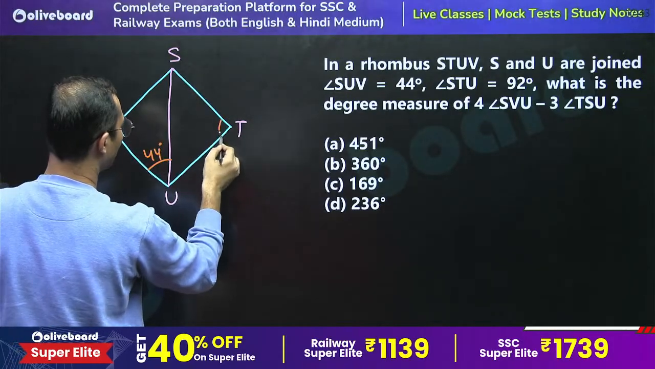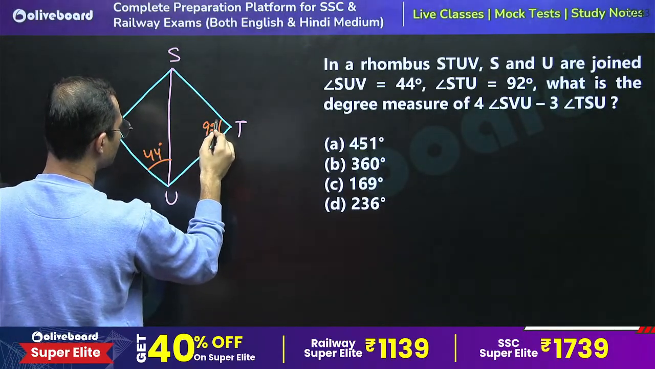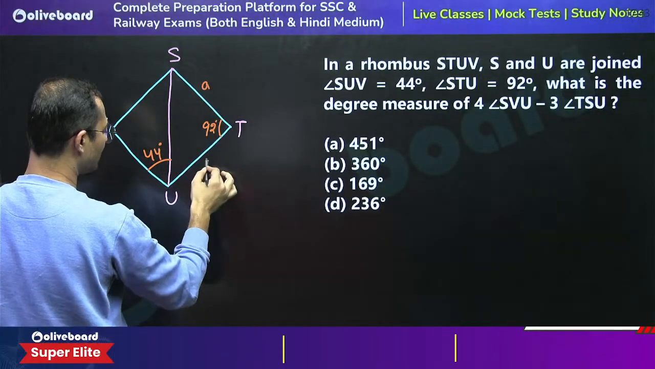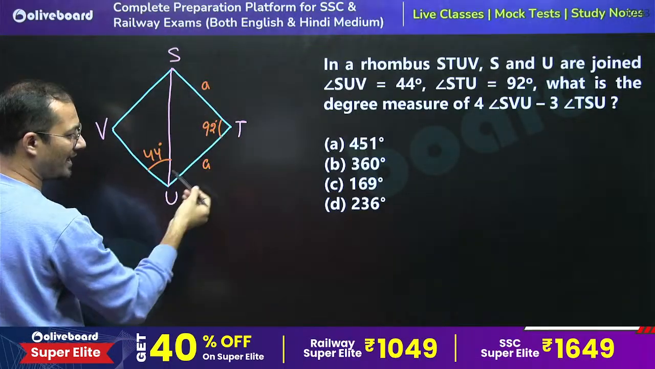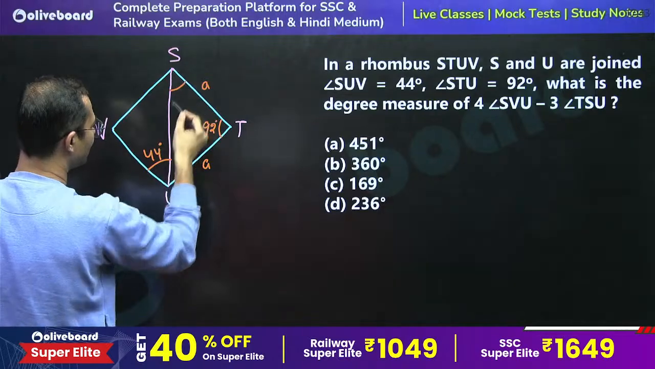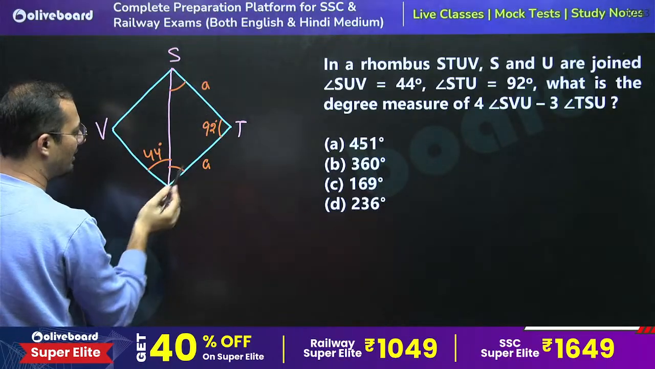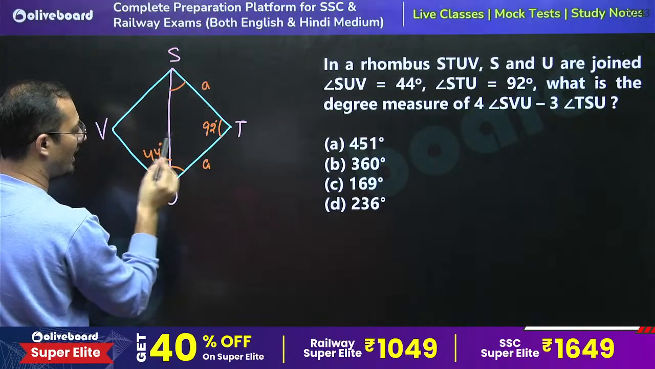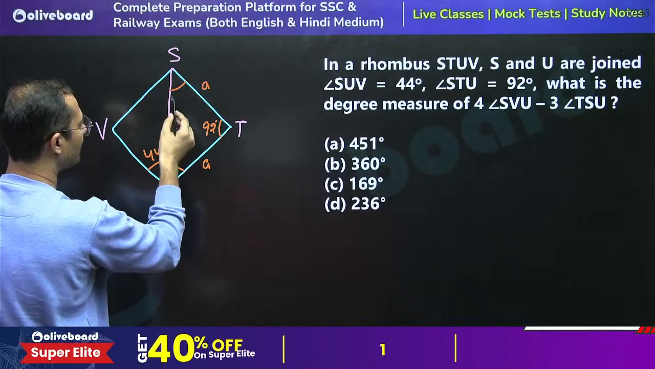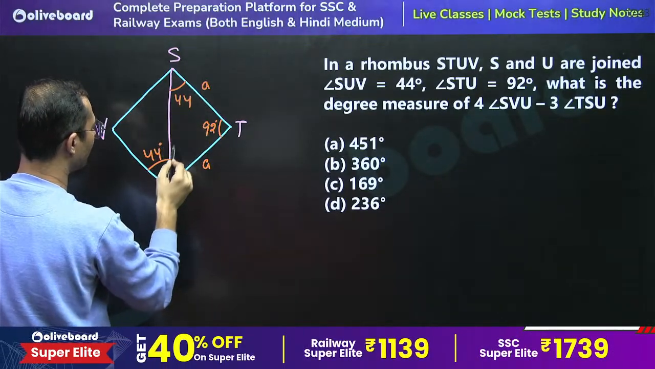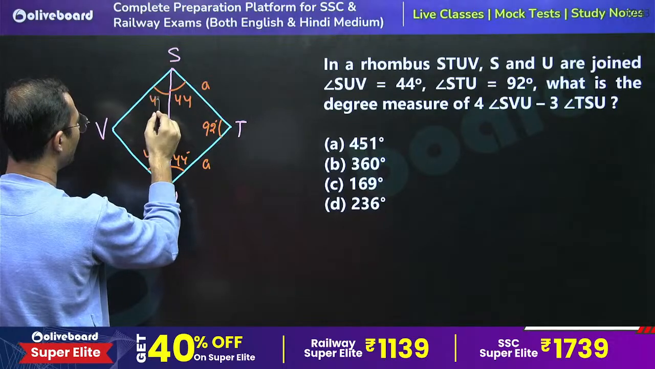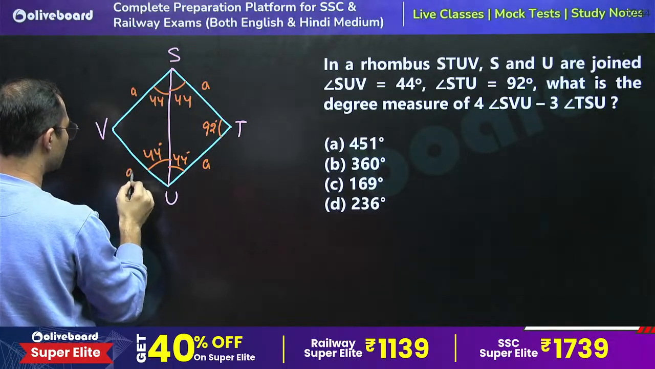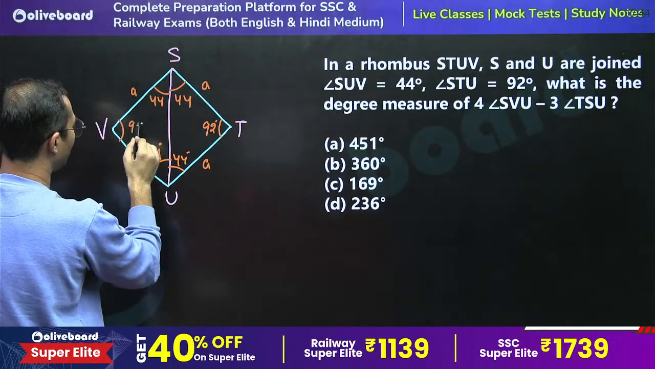So this angle is what? 90 degree. So tell me, if this side is A, so this is also A. If two sides of a triangle are equal, so their opposite angles are also equal. So we can say that this angle is equal to this angle. Is this clear? So 180 minus 92, I will get 88. 88 divided by 2, so 44 degree, right? And so this angle is also 44 degree. So we can say that this angle is going to be 92 degree.